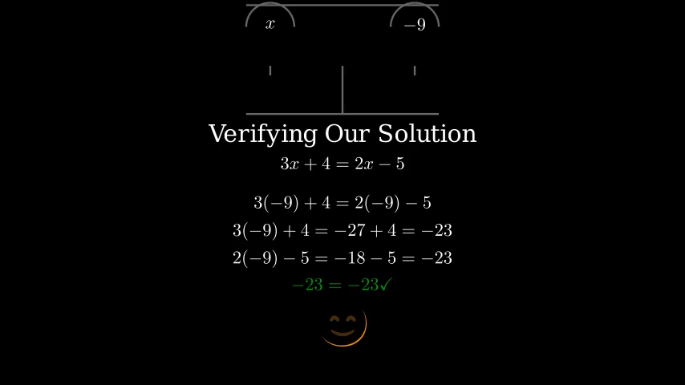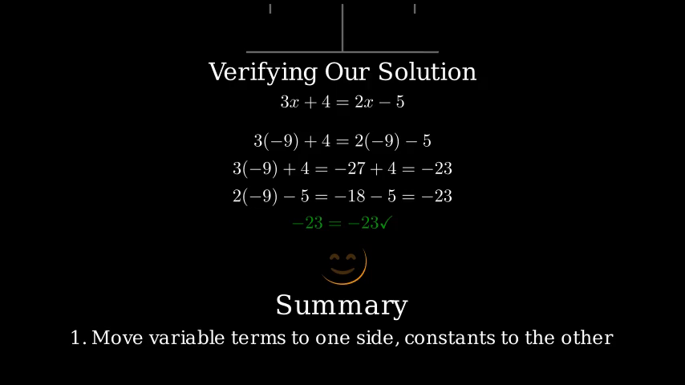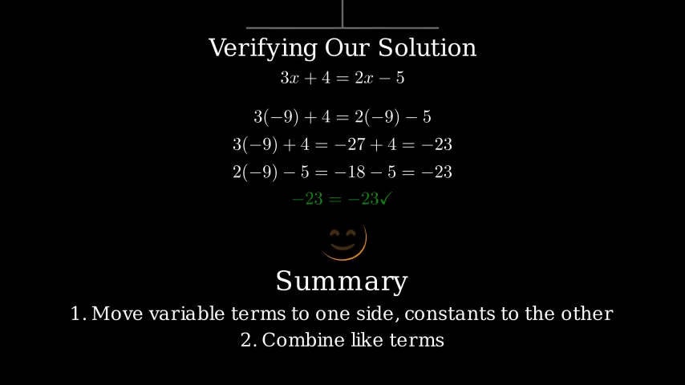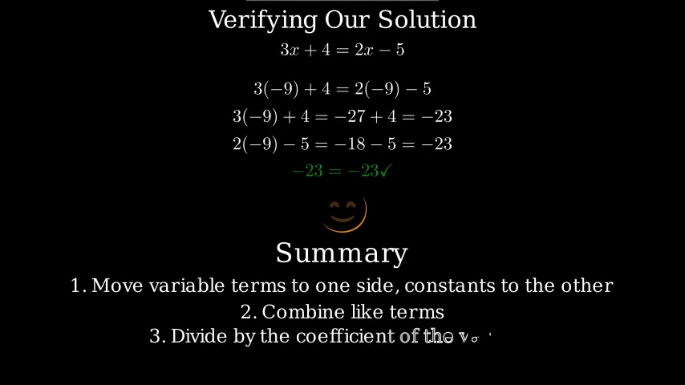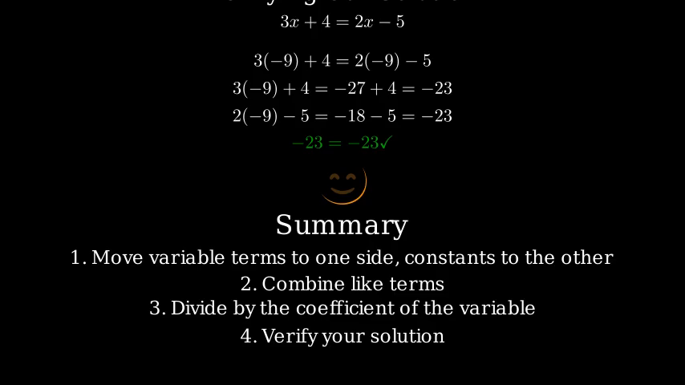Let's summarize what we've learned about solving grade 1 equations. First, we move all variable terms to one side and all constant terms to the other side. Then, we combine like terms on each side. Next, we divide both sides by the coefficient of the variable to isolate it. Finally, we verify our solution by substituting it back into the original equation.